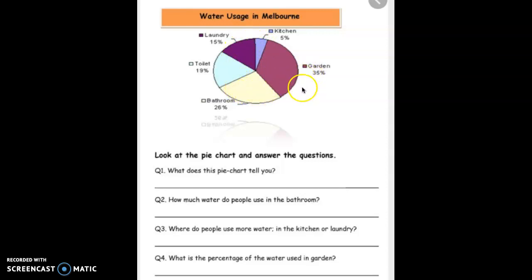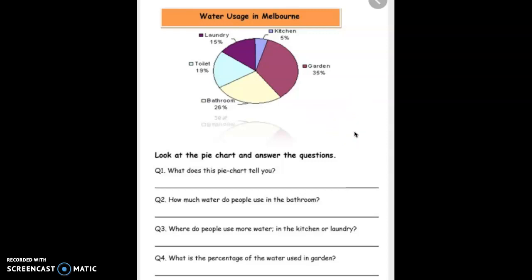We can see that the biggest section is the garden, and that 35% of the water is used in the garden. So if I was asked the question, where is the most amount of water used, I would say the most amount of water used is in the garden, and it's 35% of the water. If that 35% wasn't there, we could even see this by looking at the size of the section. It's clearly the biggest part in the pie chart. Very similar questions you will be asked in your pie charts today.